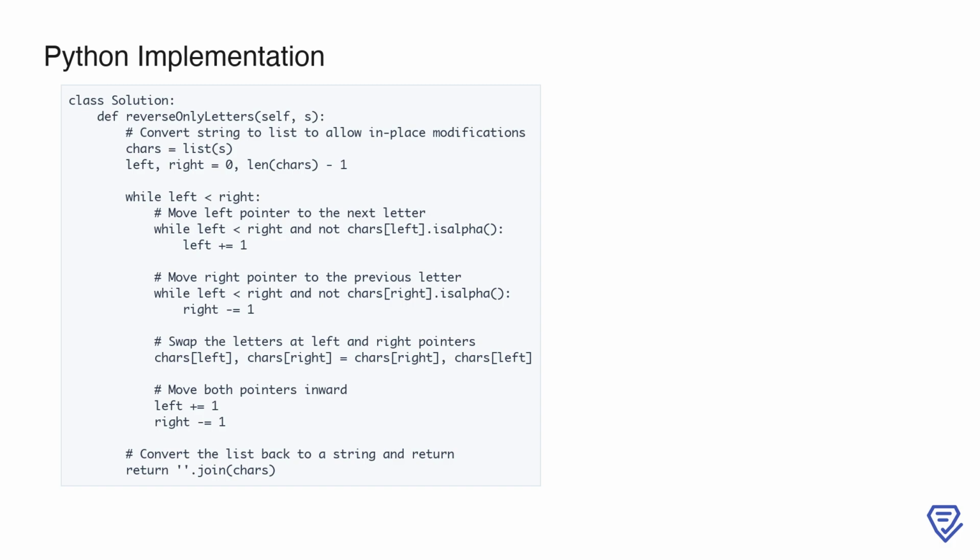After the loop completes, the list of characters is converted back to a string using .join(chars), which is then returned as the final result. This algorithm has a time complexity of O(n), where n is the length of the input string. The space complexity is O(n), due to the conversion of the string to a list, which is necessary for in-place modifications. All edge cases, such as the presence of non-alphabetical characters or an empty string, are handled naturally by the logic, ensuring a robust and efficient solution.